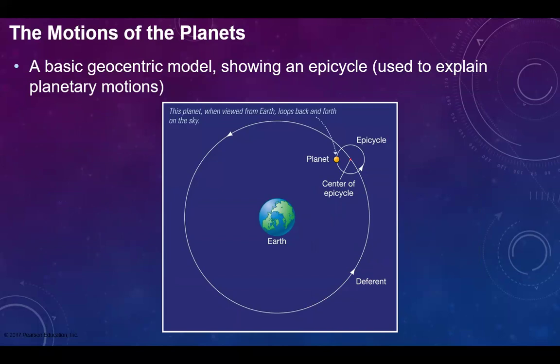You can explain this by rotating the planet around a point, and then rotating that point around the Earth. As the planet rotates around this epicycle, sometimes it'll go backwards. This was used to explain planetary motions and the fact that things were moving in and out.